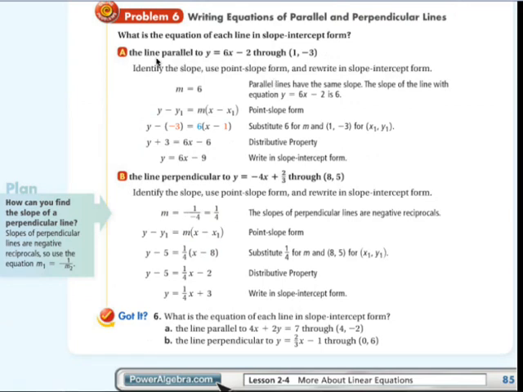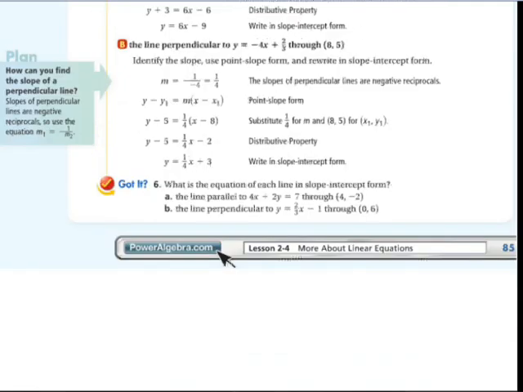So what is the equation of each line in slope-intercept form? So a line parallel to this, it's going to have the same slope. So then I plug that slope in, I use point slope formula, and then I transform it to slope-intercept form, okay? Perpendicular lines are going to have opposite reciprocal slopes. So the opposite reciprocal of negative 4 is positive 1/4. Then I use this point, I use point slope form, and then I transform that to slope-intercept form.